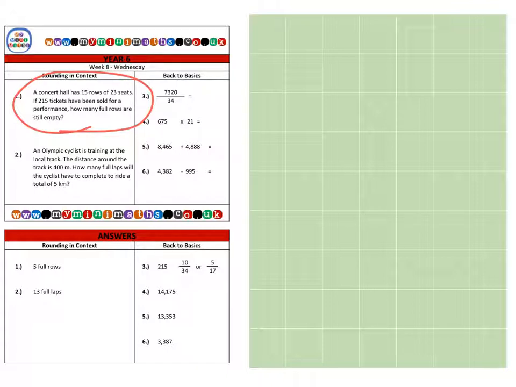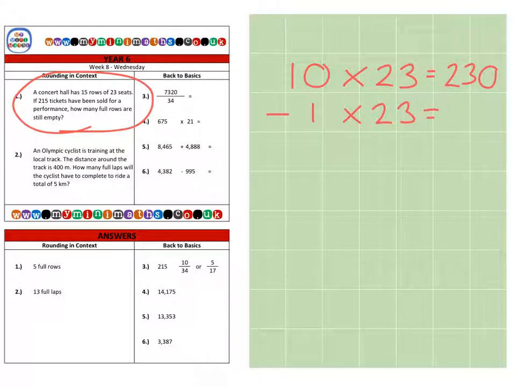Now there are many ways of calculating this, but the way I'd look at it is if I have 10 rows and I know there are 23 seats in each of those rows, I know that can hold 230 people. Now we've only sold 215 tickets, so maybe if we take one of these rows away, which would leave us with 207 seats taken, we know that 9 rows has enough space for 207 people.